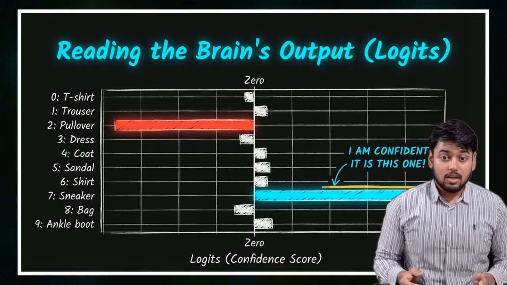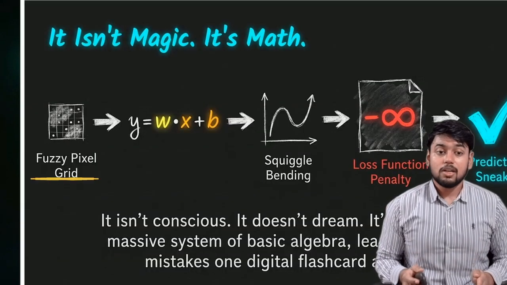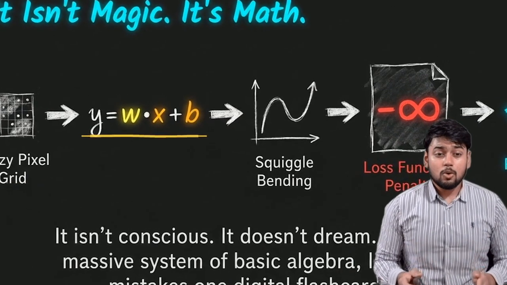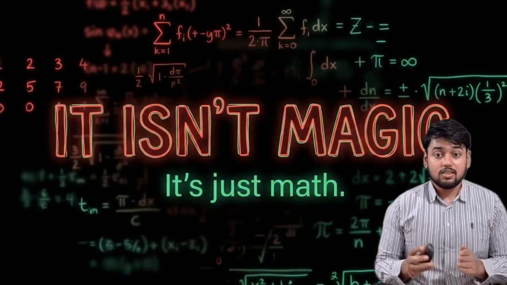AI doesn't dream. It doesn't possess consciousness. It is an elegant, automated, squiggle-fitting math machine that solves a decade-old paradox through sheer computational scale. It isn't magic, it's just math.